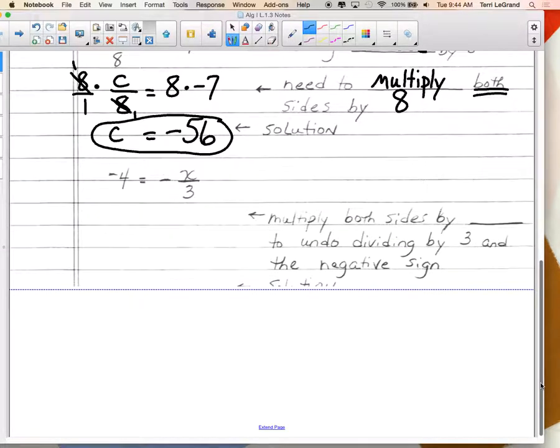Okay. Let's take a look at this next one. -4 equals negative x over 3. Now I need you to pay really close attention here, because that negative sign over there is kind of a big deal. It is making the whole fraction negative. And then we also have going on over here that the x, the variable that we need to isolate, is being what? Divided by 3.